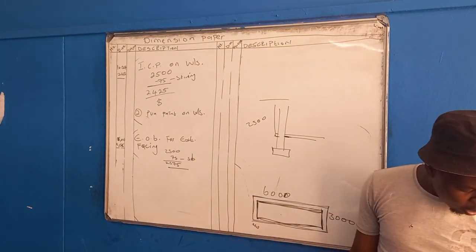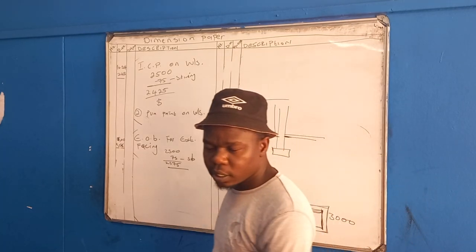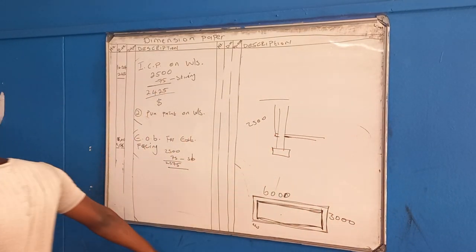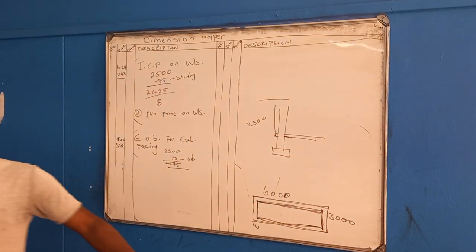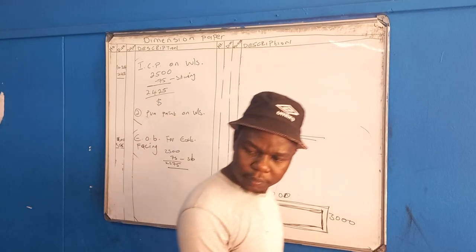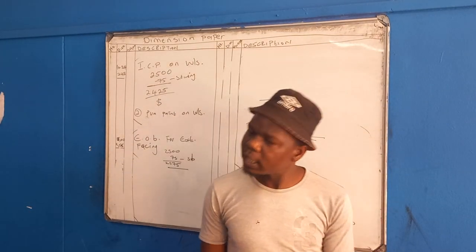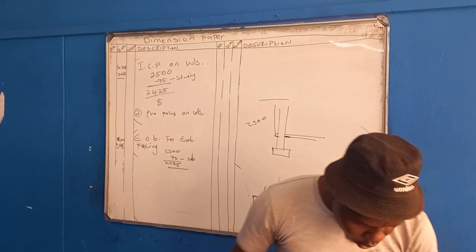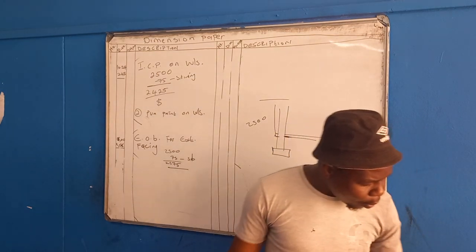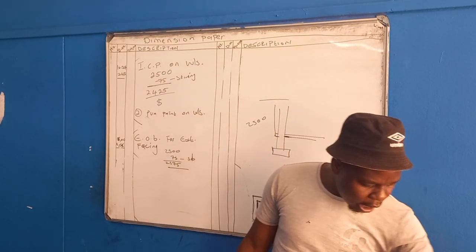What's missing now? 6, which is the ceilings, right? We're going to do our ceiling and then we are done. This one is the simplest one. If you fail to get this one, you are dead. So, on our ceiling, they said our ceiling board is what? 6 millimeter rhino board.